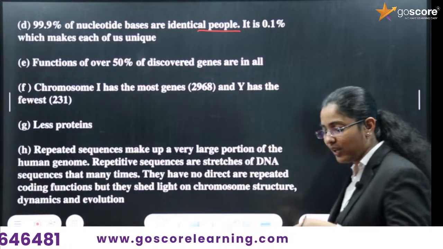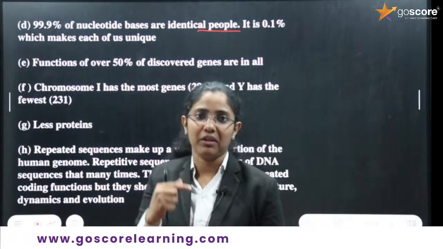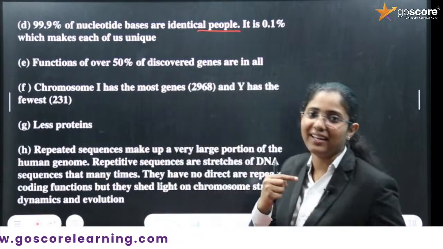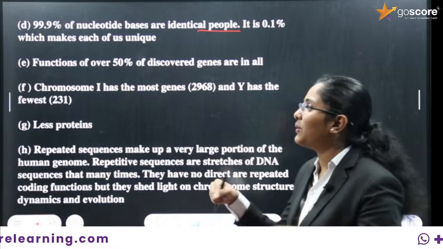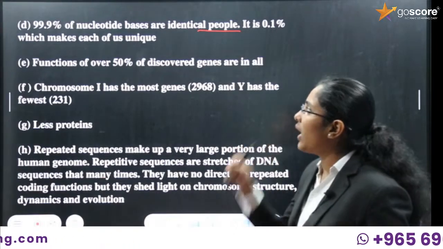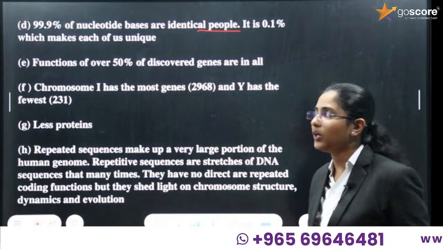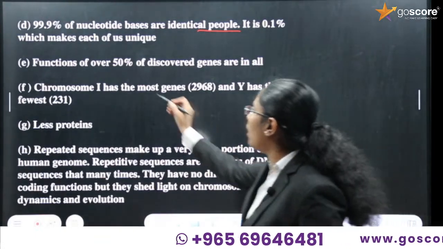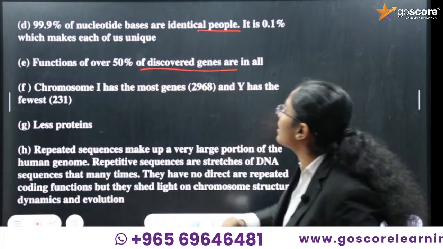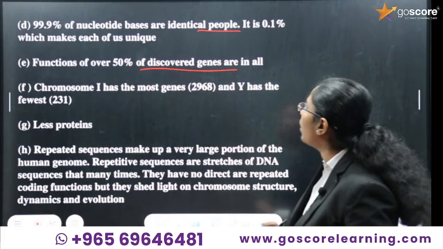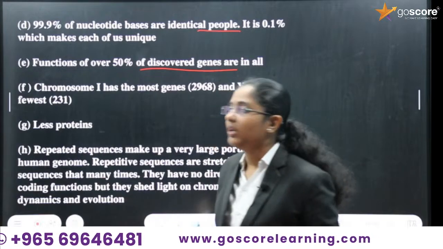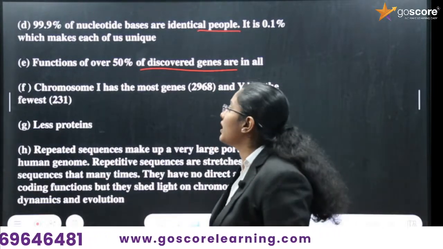I have a different smile, you have a different smile. I have a different face, you have a different face. I have a different character, you have a different character. Everything comes from genetics. So we can say that 0.1 percent makes us unique in nature. The next one, 50 percent of discovered genes are on all chromosomes, all in different chromosomes, we can say.